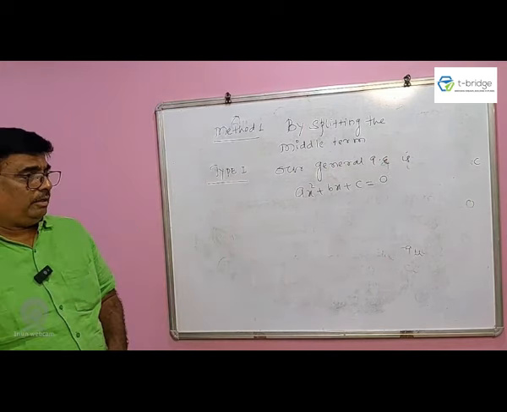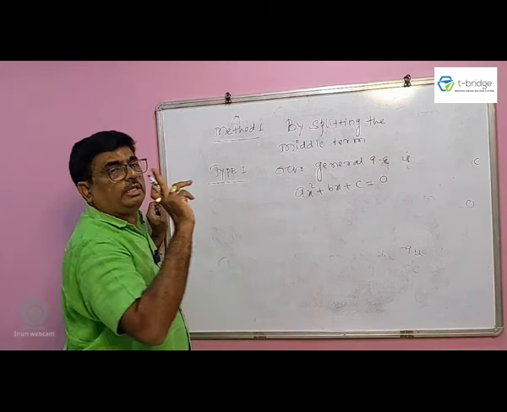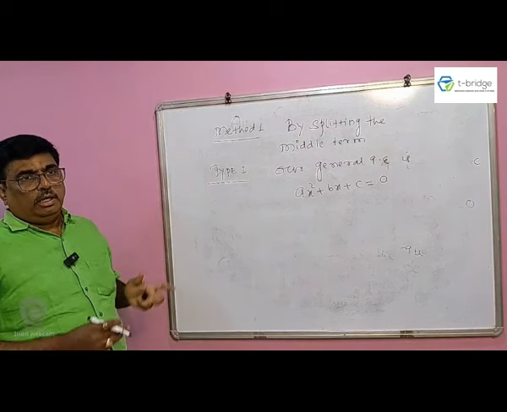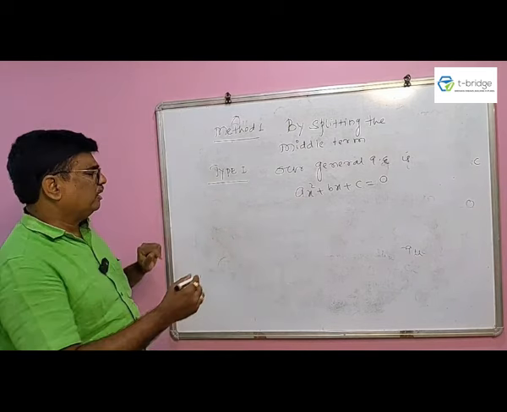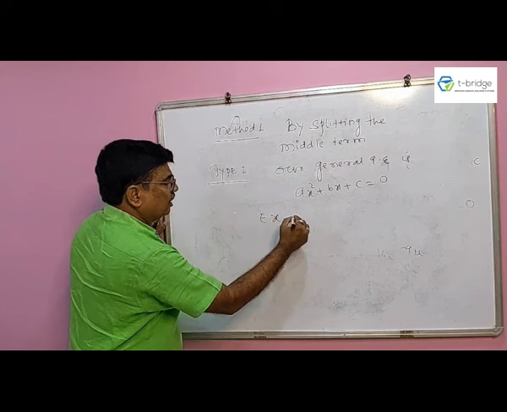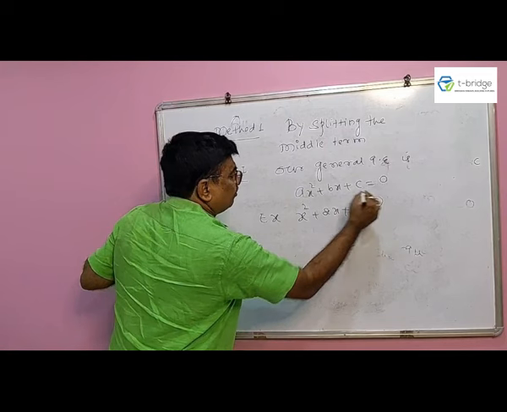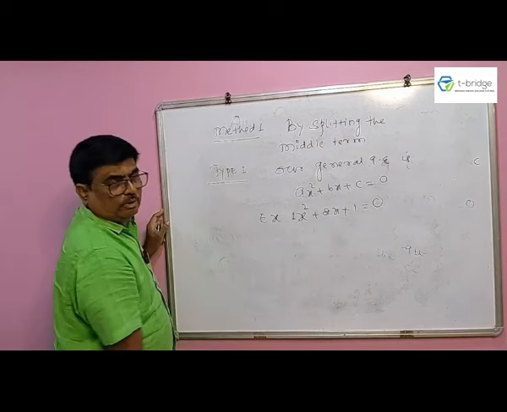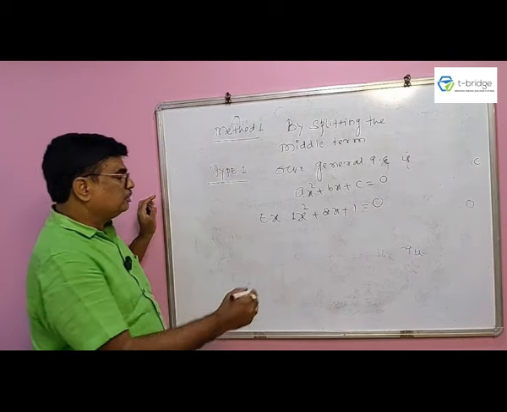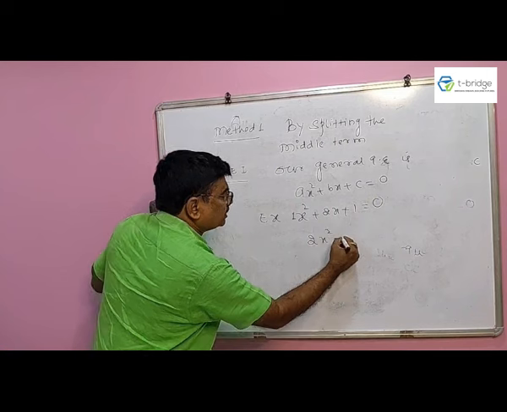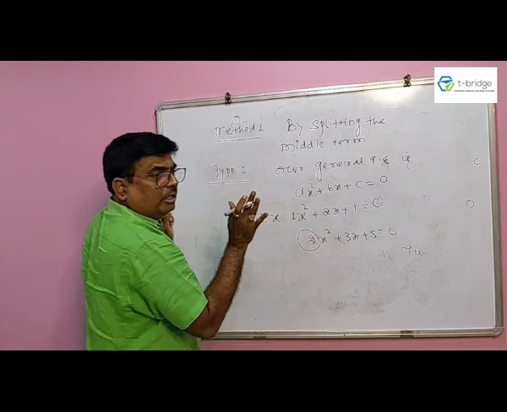In type 1, the coefficient of x square is always 1. In type 2, the coefficient of x square is other than 1. Just I will give one example. Example of type 1: x square plus 2x plus 1 equals to 0. Here nothing means the coefficient of x square is 1. कुछ भी नहीं है बोले तो x square का coefficient 1 होता है. Then suppose I written 2x square plus 3x plus 5 equals to 0. Here the coefficient of x square is other than 1. It comes under type 2.